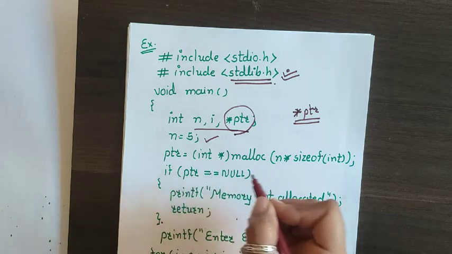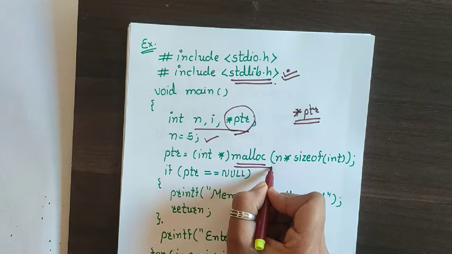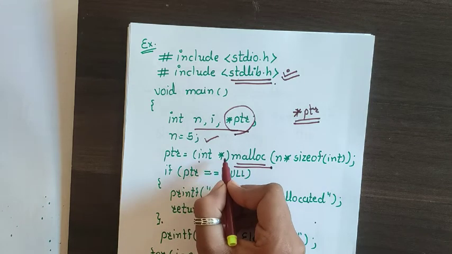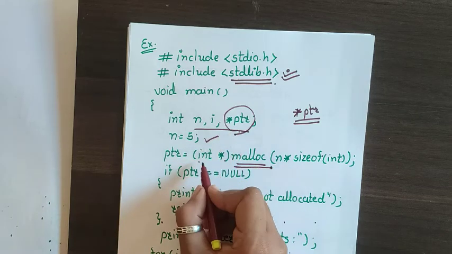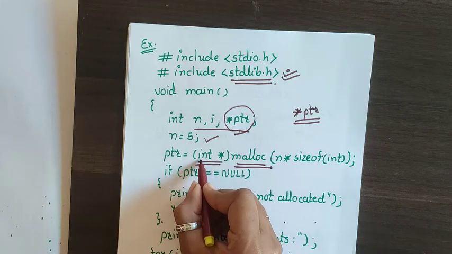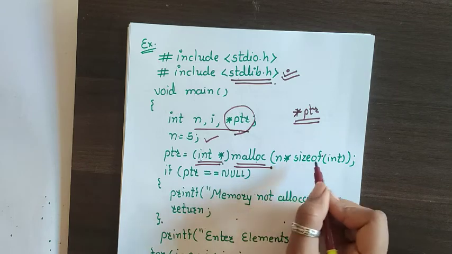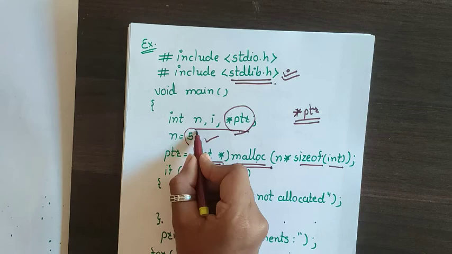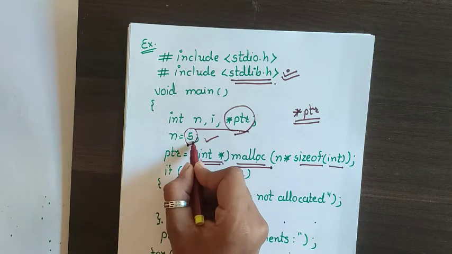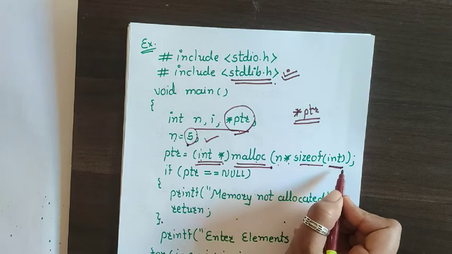Now after this I am allocating memory using malloc, right? I need integer star, because my pointer is of integer type and I need to store integer data. So here I am having typecasting, that is integer star, then malloc. Then I need sizeof integer, but how much data do I want to store? I want to store 5 data items, that is in my n. So n into sizeof integer, right?